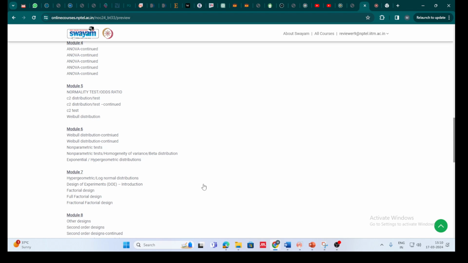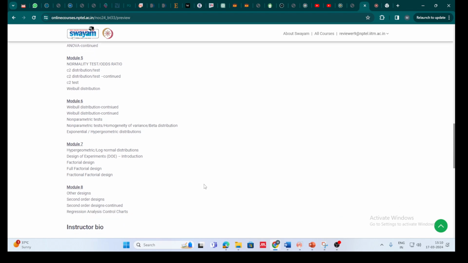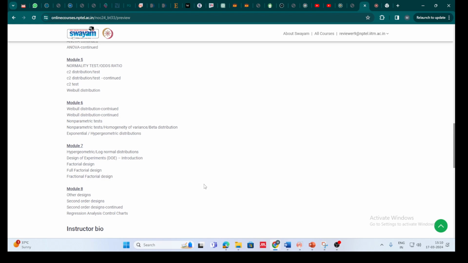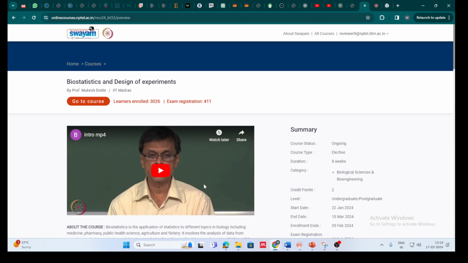Once we discuss that, we discuss second-order design and first-order design, regression analysis, and then control charts. And finally we come to regression. So the whole course objective was to get a better understanding of statistics and the design of experiment.